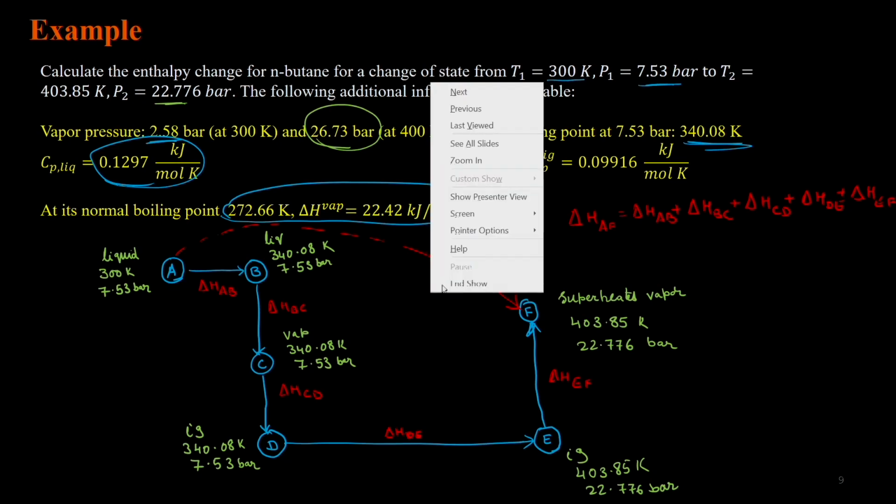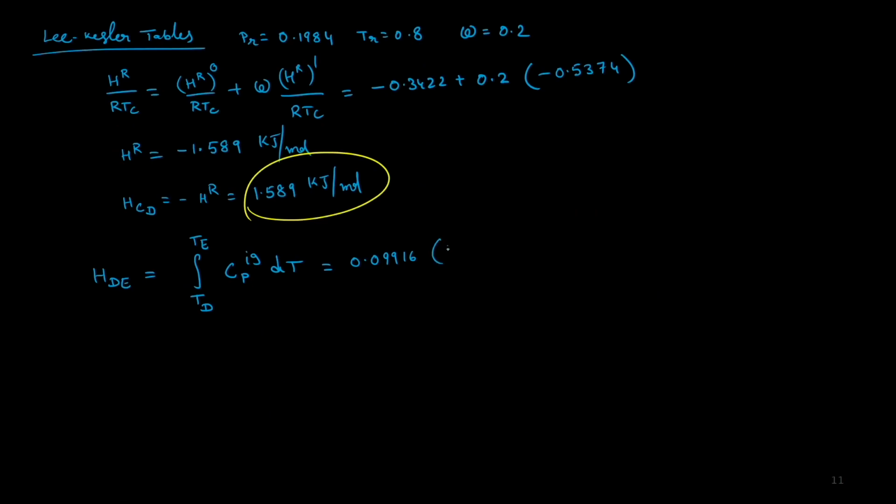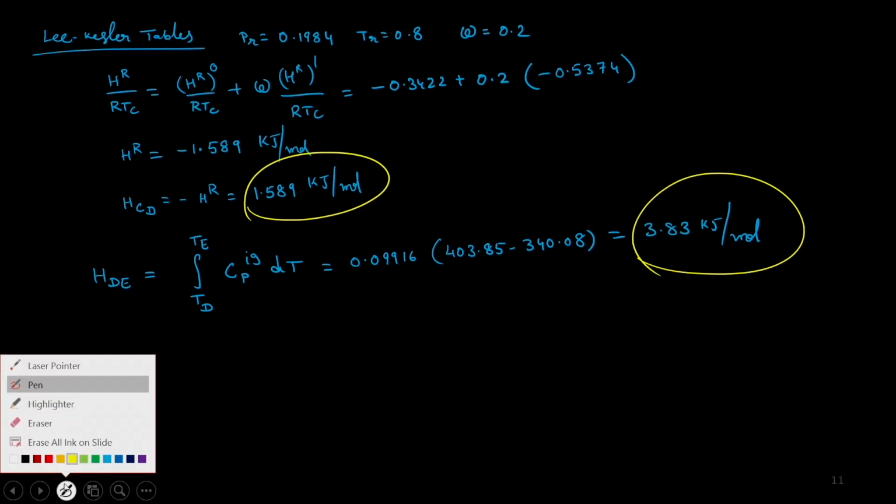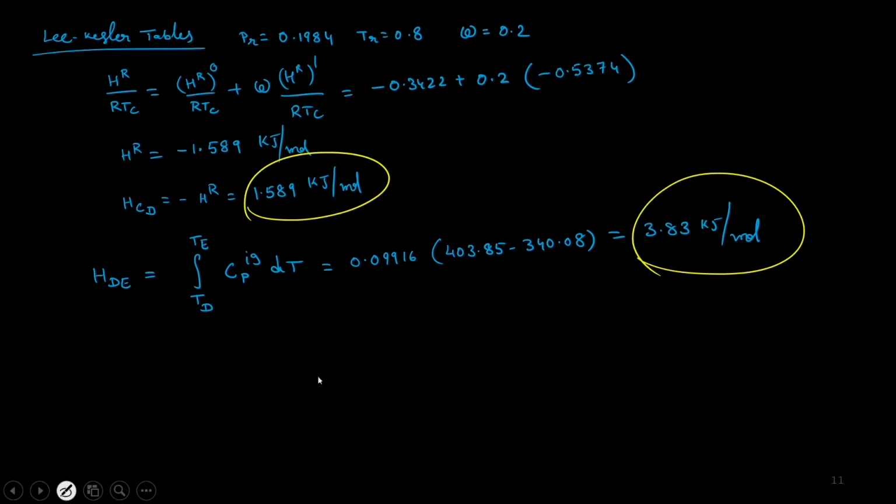403.85 minus 340.08. And this value here turns out to be 3.83 kilojoules per mole. So I have also calculated HD2E. It's an integral of Cp ig dT. And the final thing I'm interested in is HE to F.